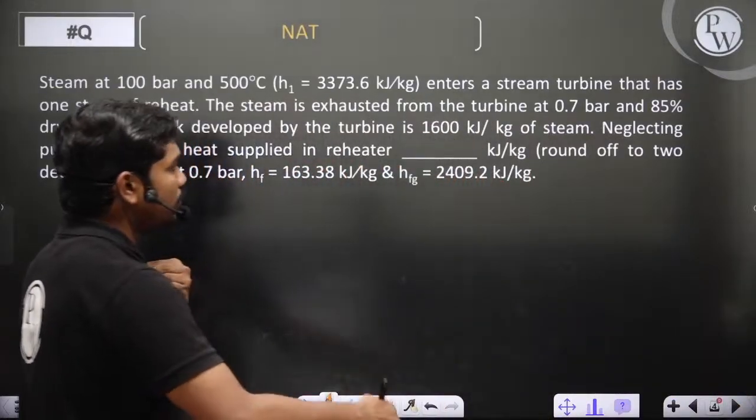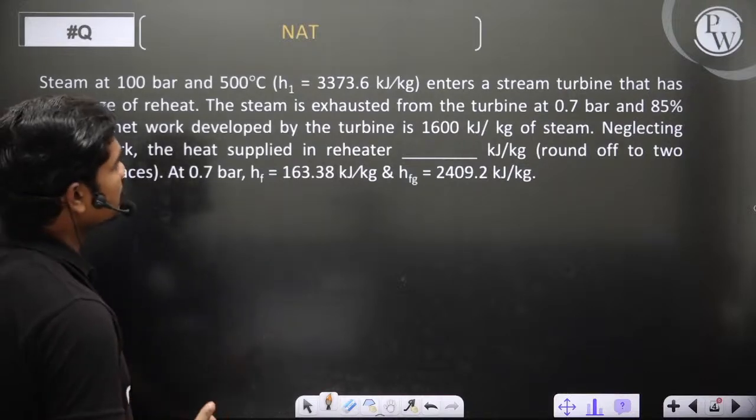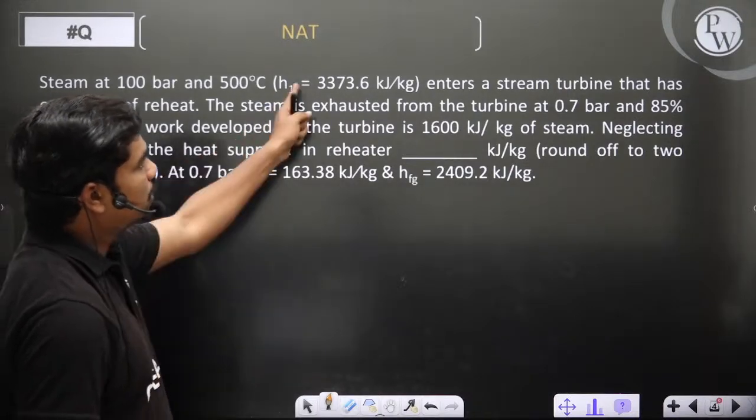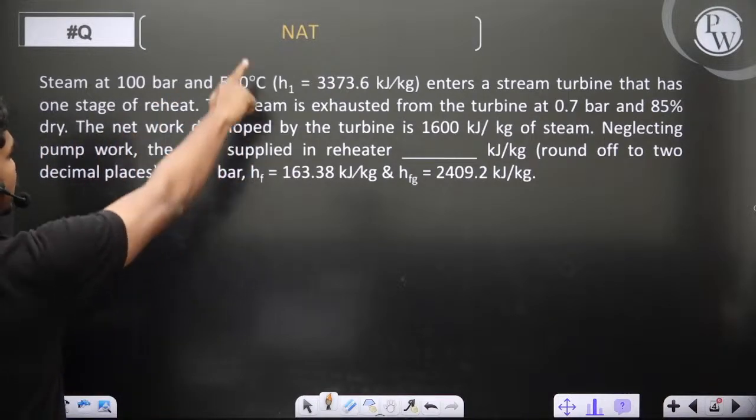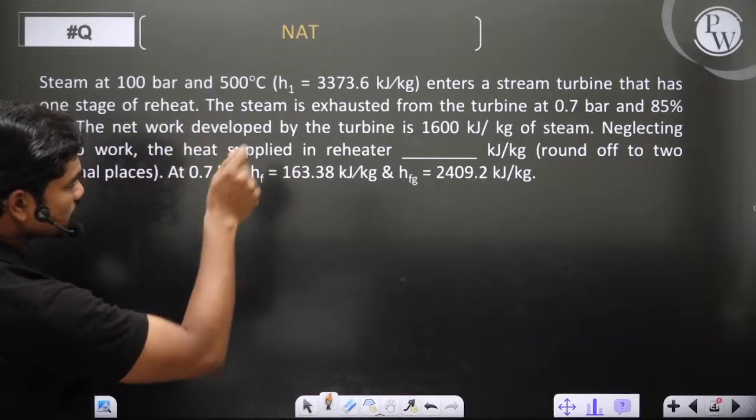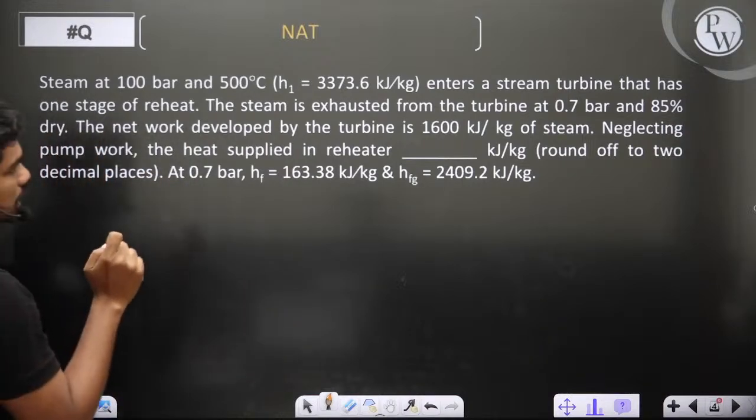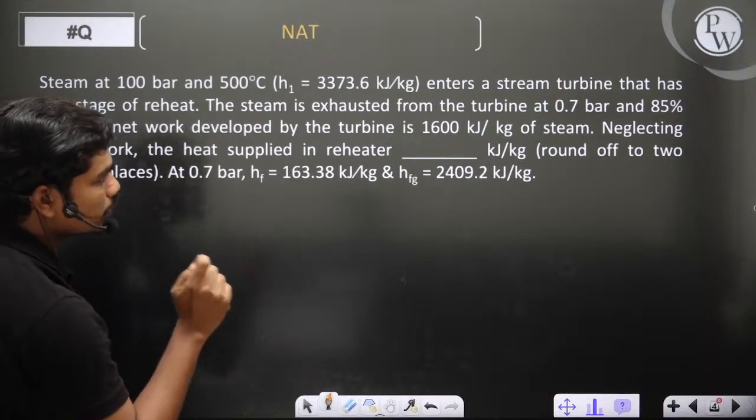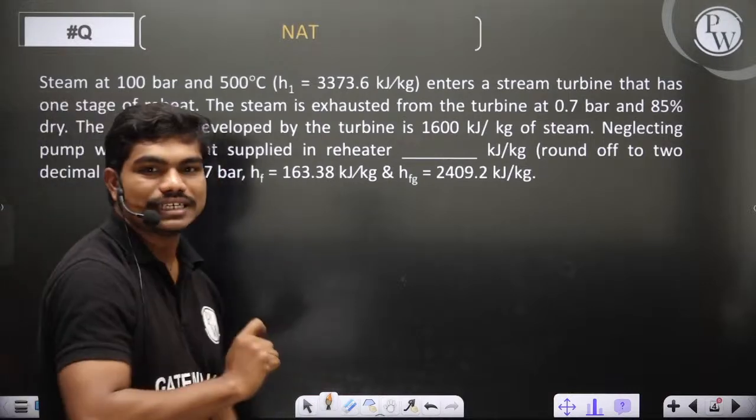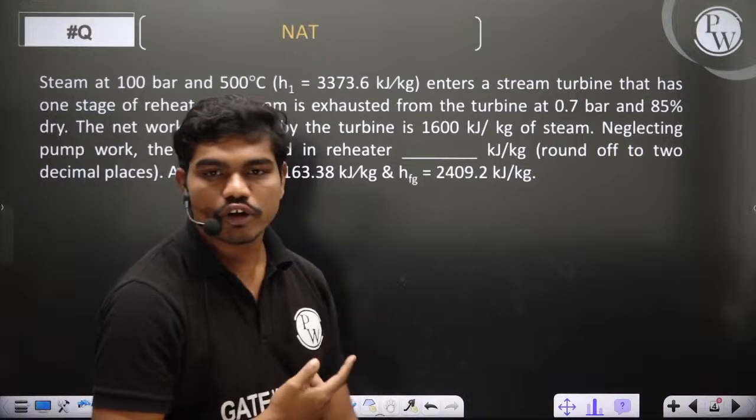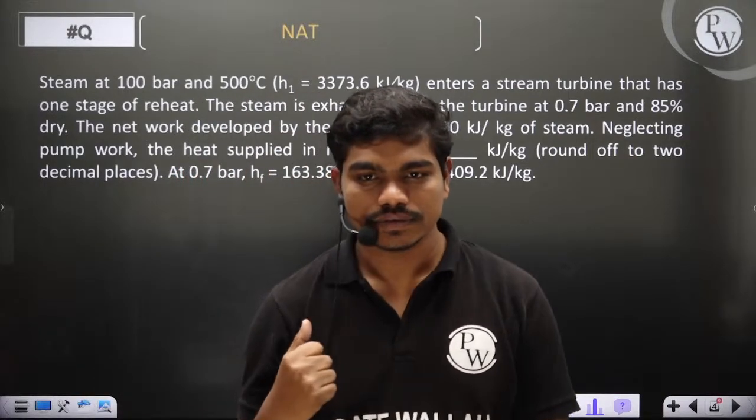Let us solve them before we move forward. Did some of you solve these questions? Steam at 100 bar and 500 degrees Celsius, with the enthalpy at this state as given, enters a steam turbine that has one stage of reheat. The steam is exhausted from the turbine at 0.7 bar and 85% dry. The net work developed by the turbine is 1600 kilojoules per kg of steam. Neglecting pump work, the heat supplied in the reheater is dash kilojoules per kg. Did anyone try this question? What's the answer? Please tell me.